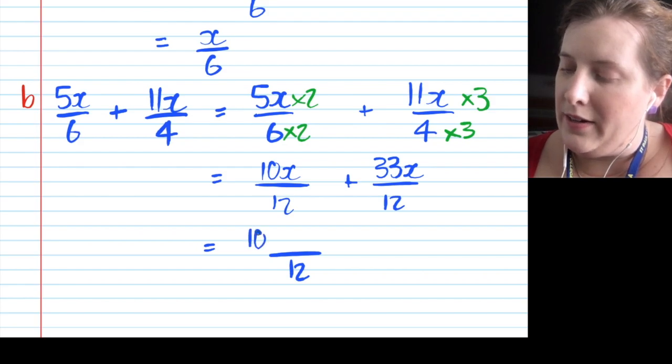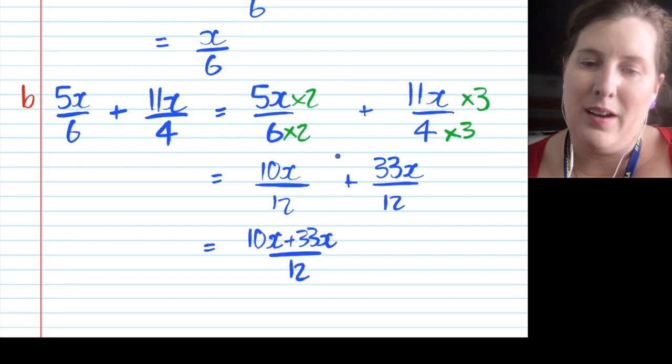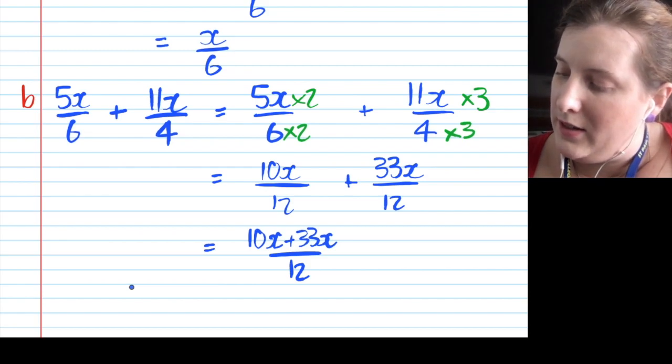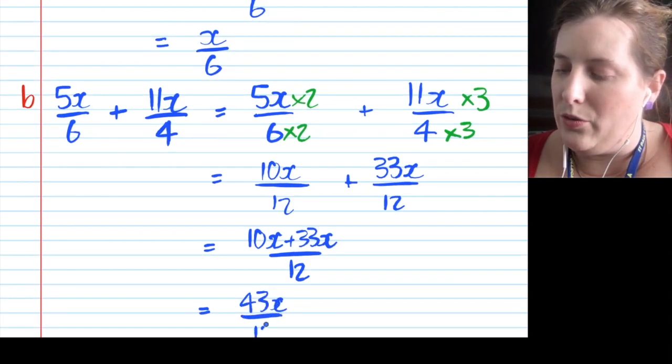And I can do 10x plus 33x. Honestly, I wouldn't do both this line of working out and this line of working out. I'd either do this one or this one and then go straight to the answer, which is 43x on 12.